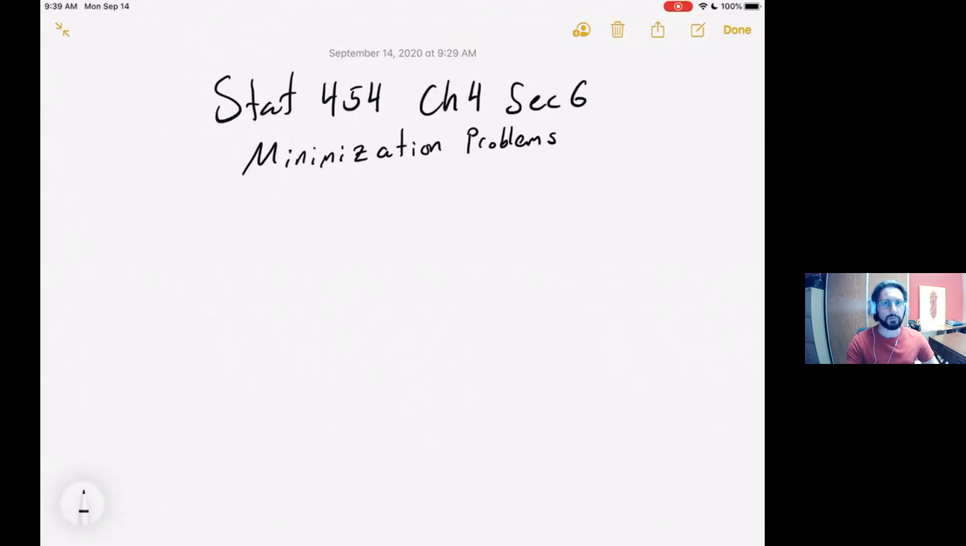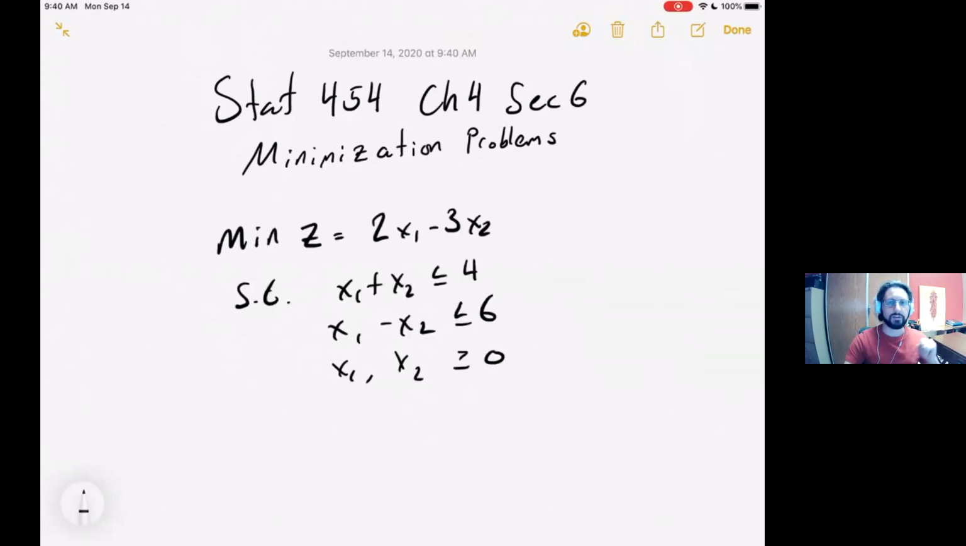That process worked because we were choosing maximization problems. So now we're going to try and minimize using a similar process. Let's try and use these ideas to minimize this LP. Minimize z equals 2x1 minus 3x2, subject to all of those constraints, x1 plus x2 less than or equal to 4, x1 minus x2 less than or equal to 6, and x1 and x2 both bigger than or equal to 0.